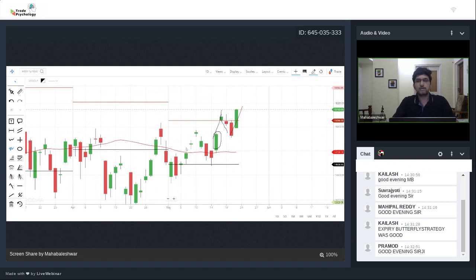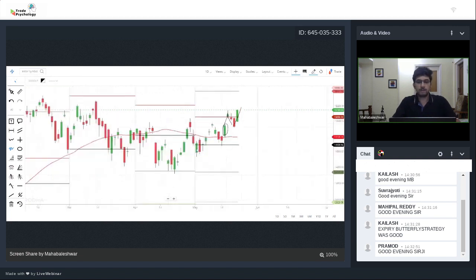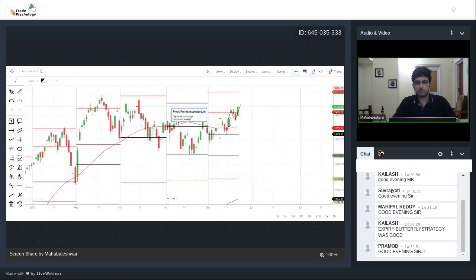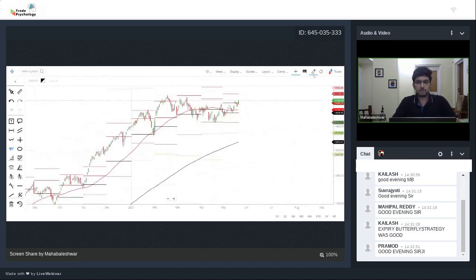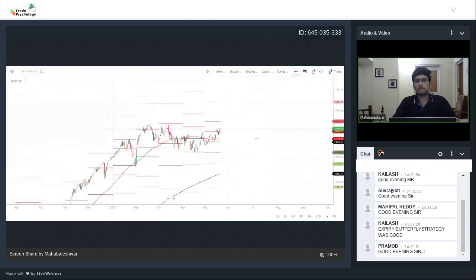So from a candlestick point of view, we are expecting the trend to be bullish because it is trading above the 50-day and also above the 200-day moving average. So where can it go, what could be the maximum level where it can go, where it can take support? For that, we just have to go back and see where the previous resistance for Nifty is.